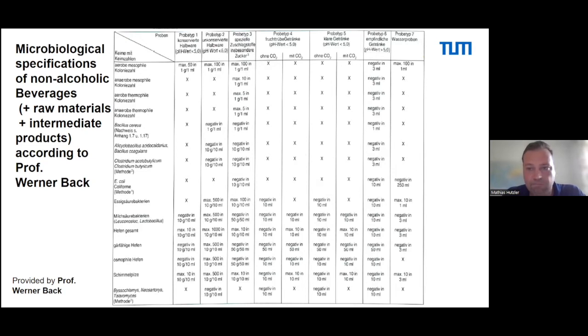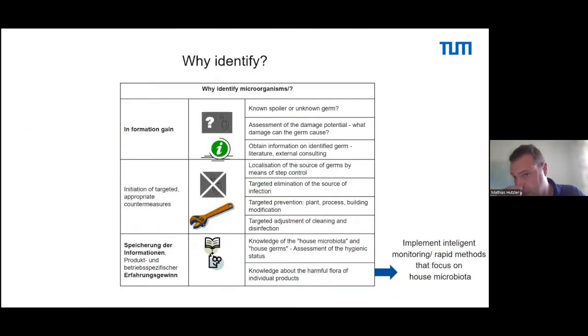And the spoilage and the common microbiota can be evaluated very well. So if you investigate your raw material, your intermediate product, your final product and your shelf life samples, you can assess your results very well.